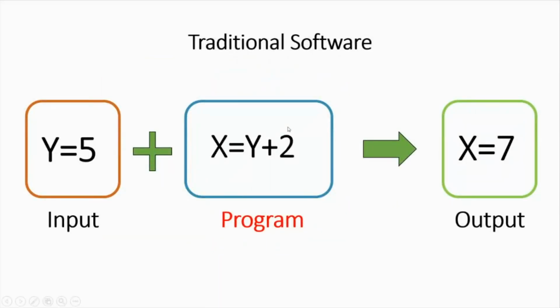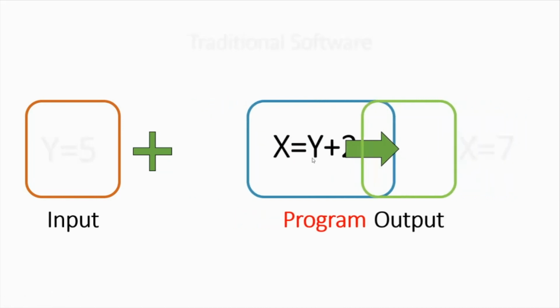Database. Okay, so for traditional software, you give the input equals to 5. Then you give the program x equals to y plus 2. So you know what the output is already. The output will be 7, because you have the formula already.